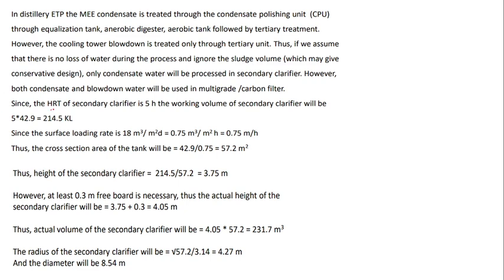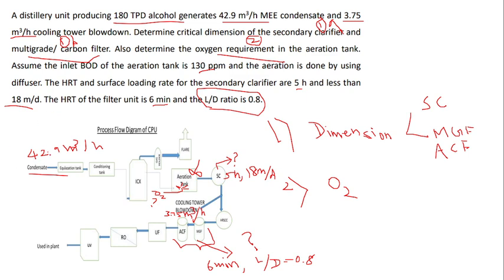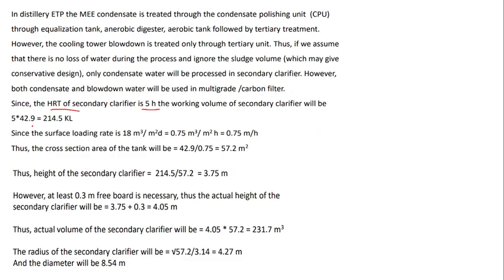So we know the hydraulic retention time of the secondary clarifier, which is 5 hours, and we need the working volume of the secondary clarifier. Flow rate is given as 42.9 meter cube per hour, and the water settles here for 5 hours. So for every hour, 42.9 meter cube of water is passed into the SC. So 5 hours means just multiply 5 into 42.9, which is nothing but 214.5 kiloliters of water.